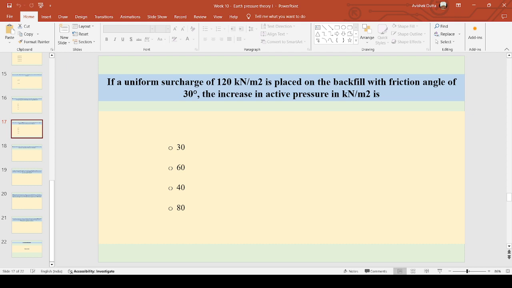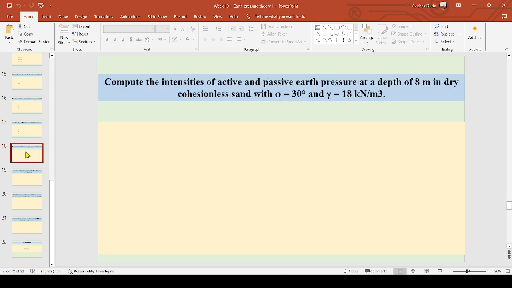I'll repeat the question once. If a uniform surcharge of 120 kilonewton per meter square is placed on the backfill with friction angle of 30 degree, the increase in active pressure in kilonewton per meter square is. Your options are 30, 60, 40 or 80. Okay. From the next question onwards, there are no options. You have to solve it and tell me the answer. Go to the next question.